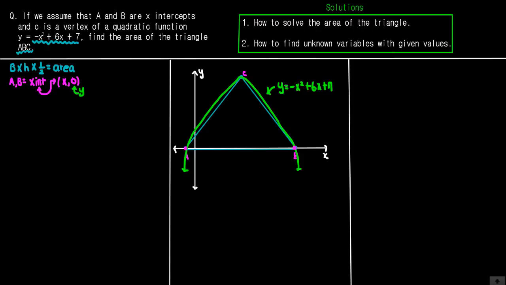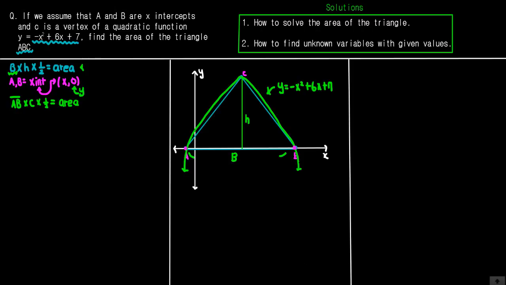For the x-intercepts A and B, at first we need a baseline. In general, we can set the segment AB as our baseline, and obviously the height is going to be from C to the x-axis. So instead of the base, we can write segment AB, multiply by the height, which we can just call C, and then times 1 over 2, which gives us the area of the triangle.